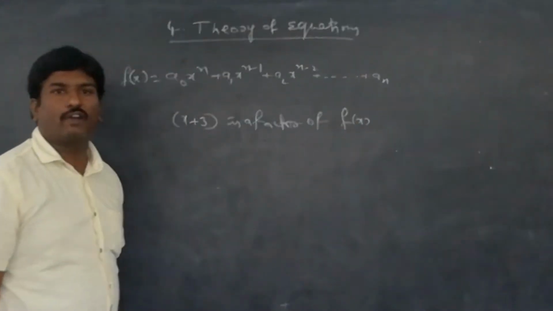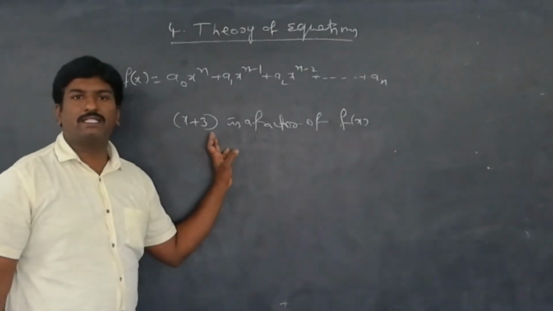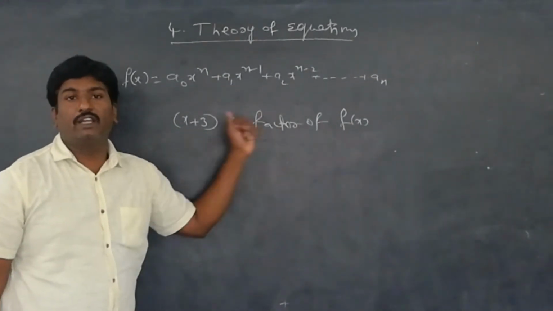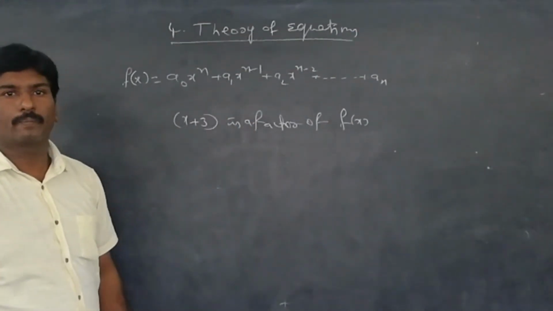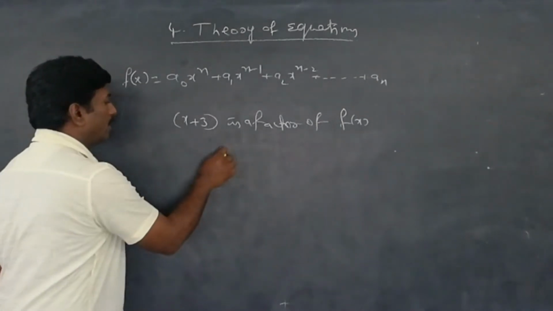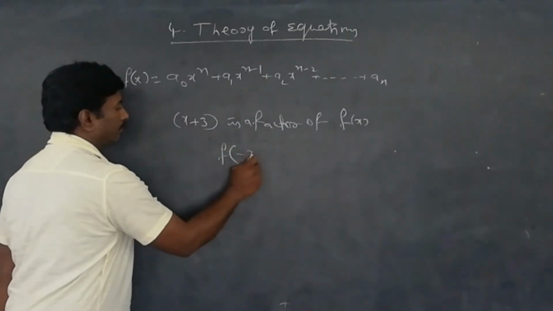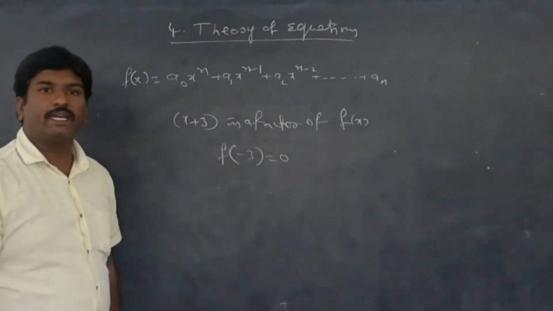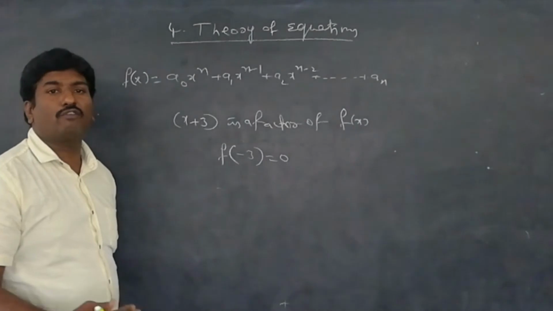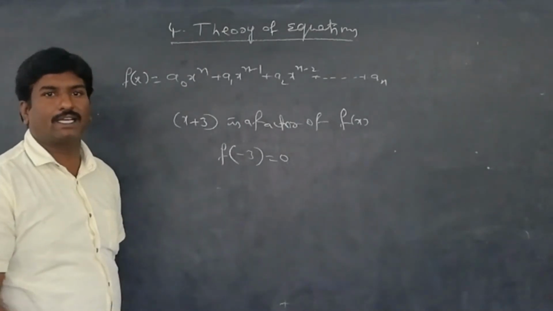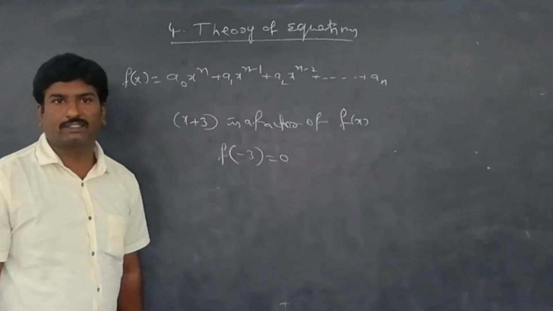If x plus 3 is a factor of f of x, then which is 0? f of minus 3 is equal to 0. Is it clear? So this is about factors.